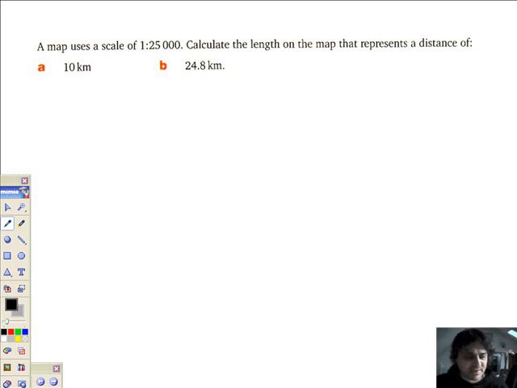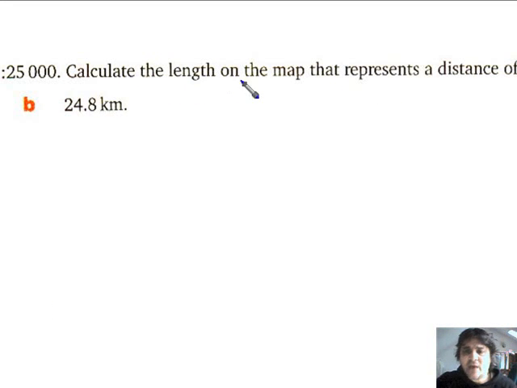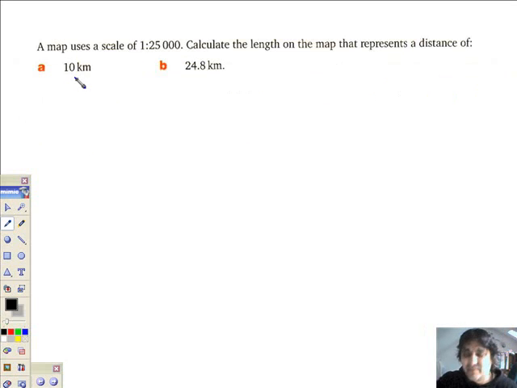A few questions from Assess, chapter 15, page 236-237. I want to do the scale question. That's the only one that's really worth doing, because it's nasty little numbers. So we'll do it. This is question 4. It says a map uses a scale of 1 to 25,000. Calculate the length on the map that represents a distance of 10 kilometers.